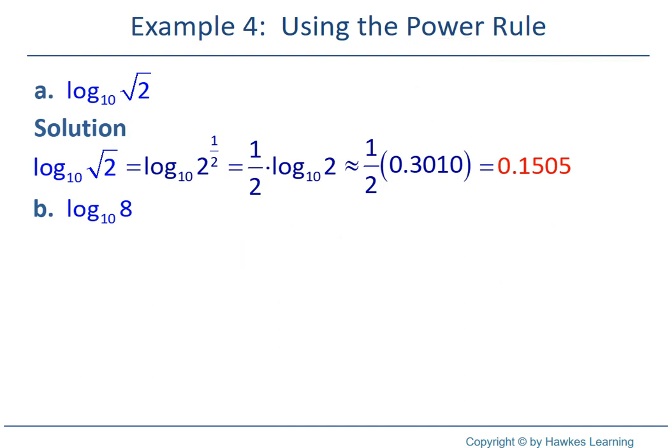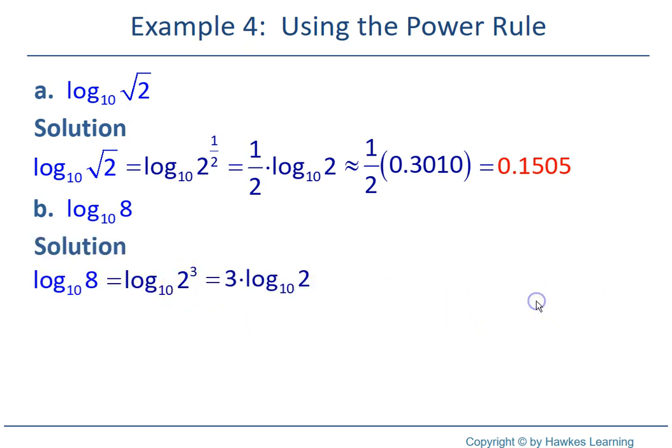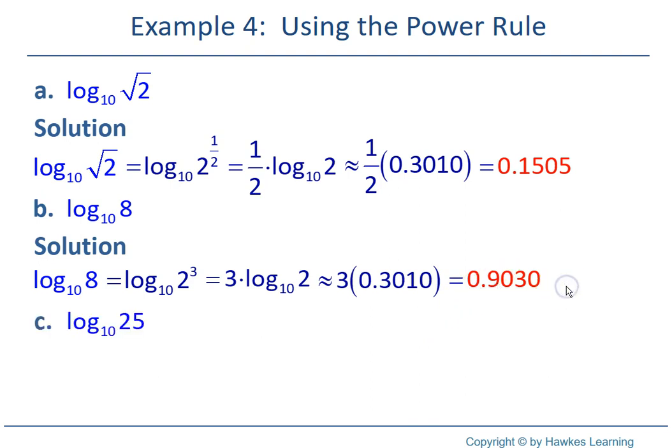All right, let's go on. There's 2 to the third, and we're going to move the 3 out in front. And if we had this, then we're going to multiply this 3 times this value to get this. Okay. Now, as you probably imagine, this is done in a very similar way.